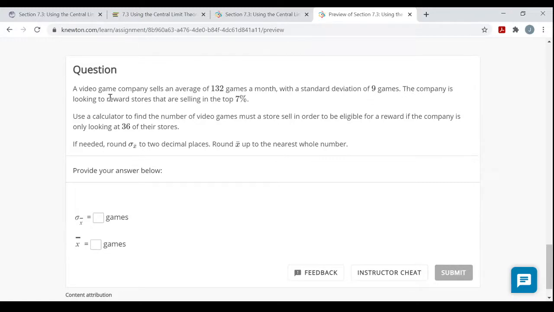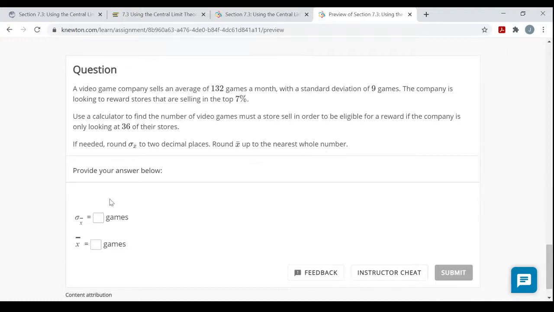The company is looking to reward stores that are selling in the top 7%. So it says here, use a calculator to find the number of video games a store must sell in order to be eligible for a reward if the company is only looking at 36 of their stores. So there's your n, the sample size. Okay. So it says down here, if needed, round the standard error of the mean, that sigma x bar, to 2 decimal places, and round x bar up to the nearest whole number.